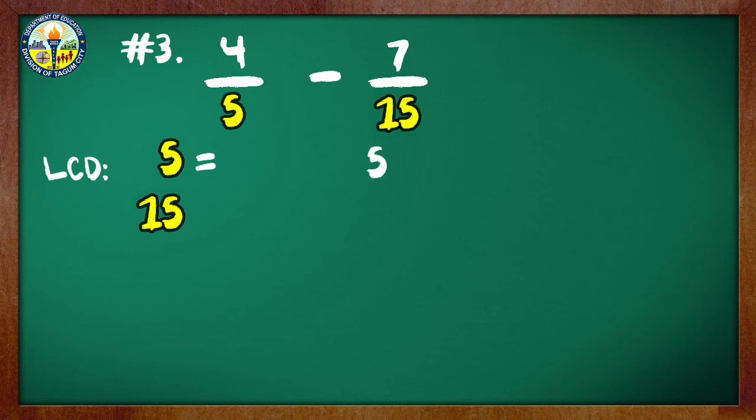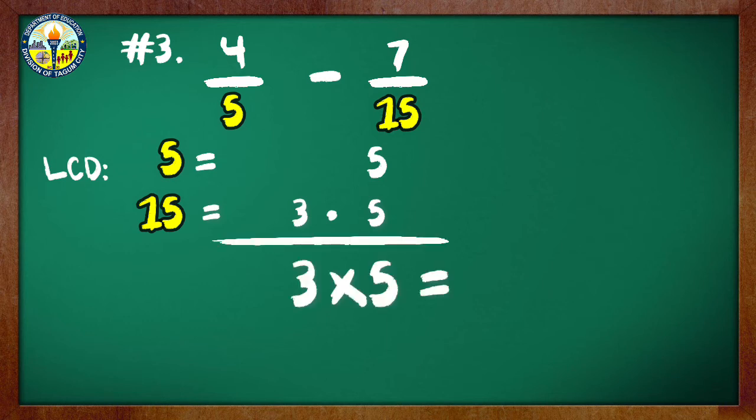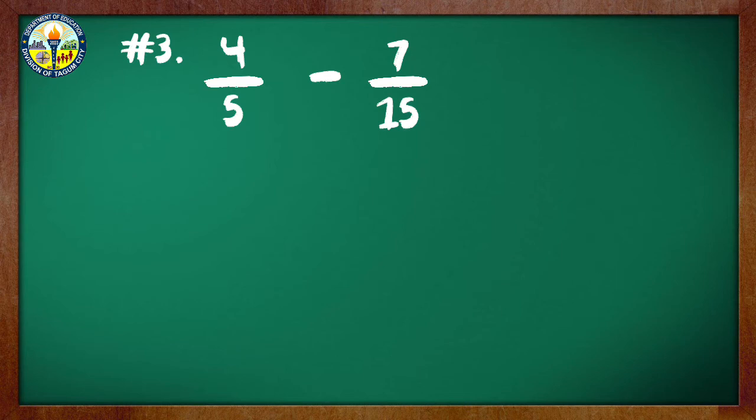What are the factors of 15? You're right, 1, 3, 5, and 15. Just write the prime factors 3 and 5. Copy each common factor and bring down the non-common factors. Then, multiply all the prime factors and the product is the LCD. So the LCD is 15. How do we use the LCD in connection with the problem 4 over 5 minus 7 over 15? It is used as the dividend. Now, let's start solving. The LCD is 15.